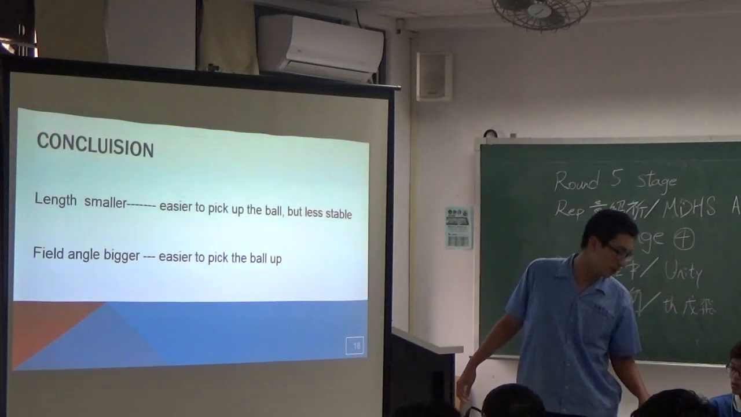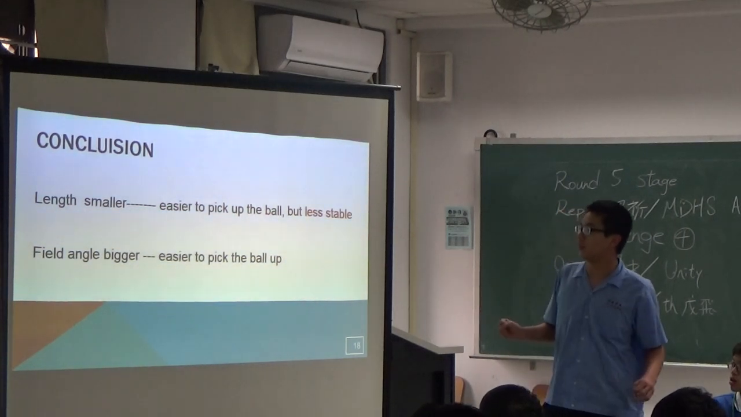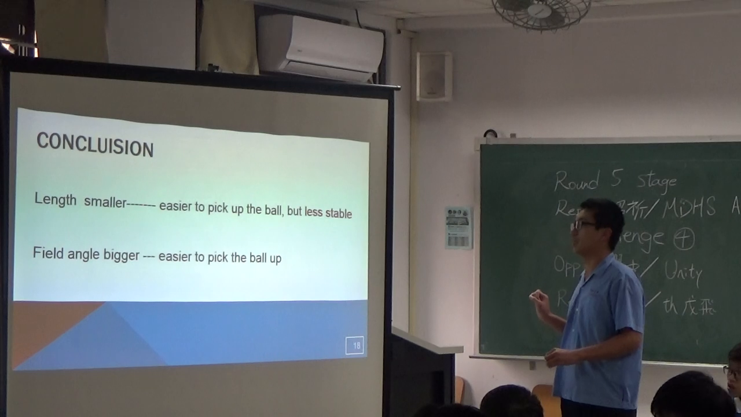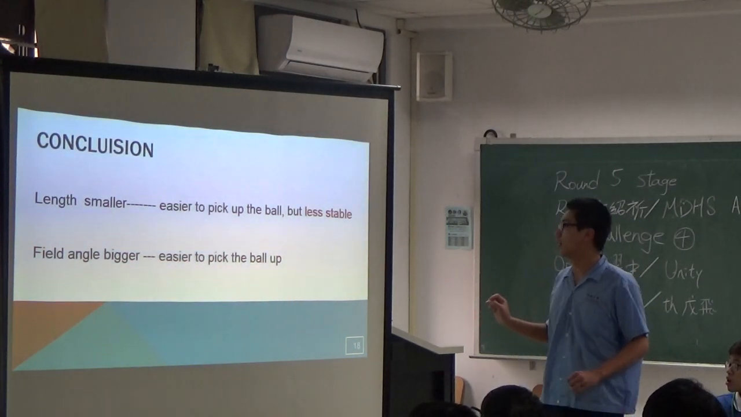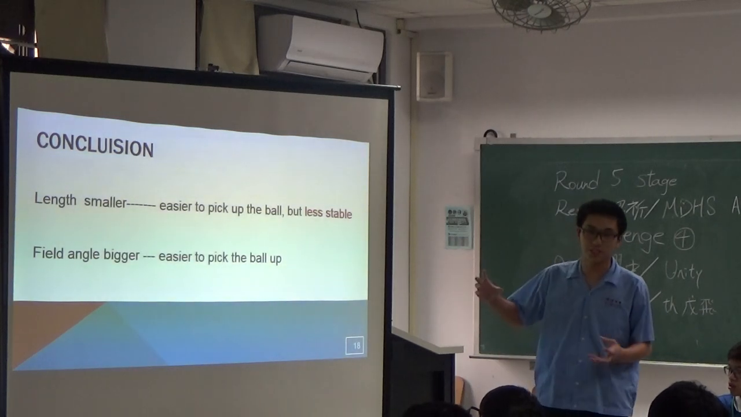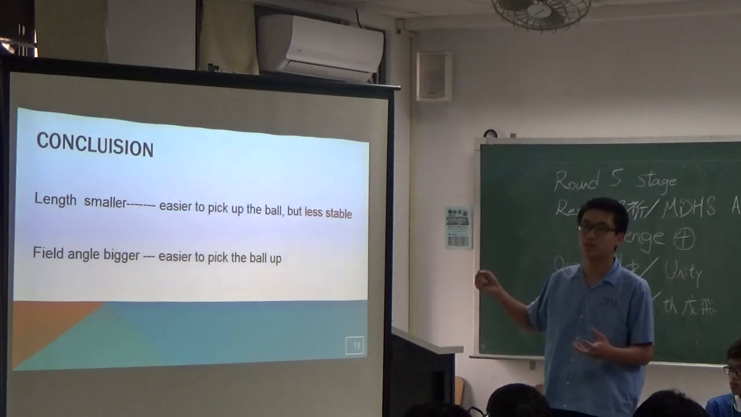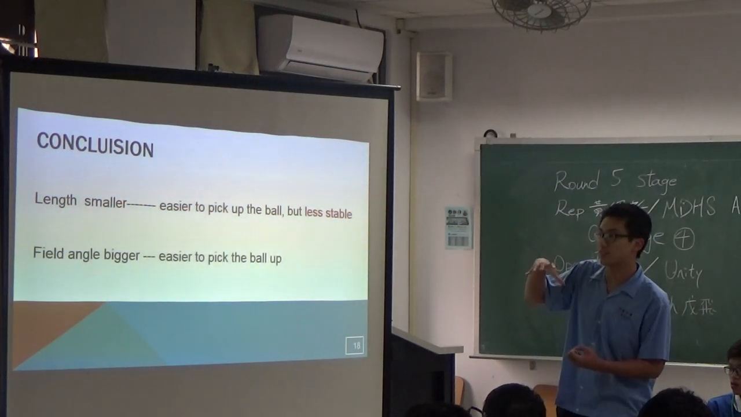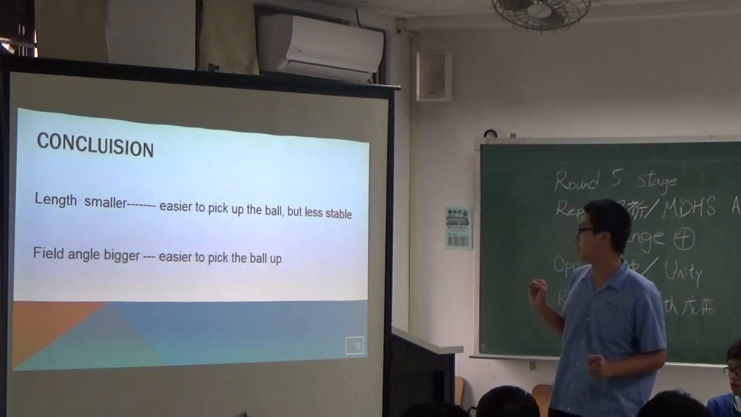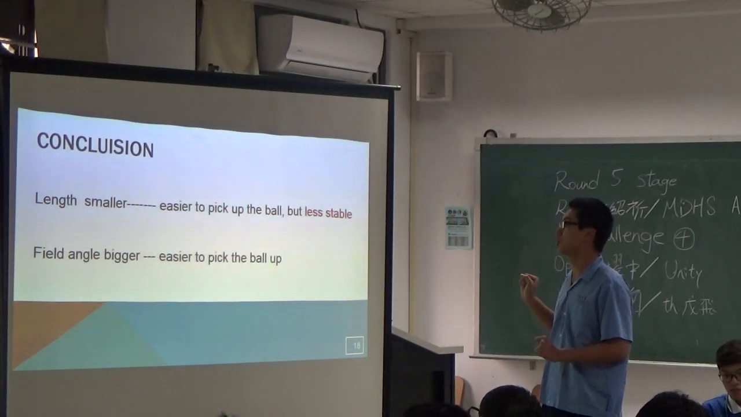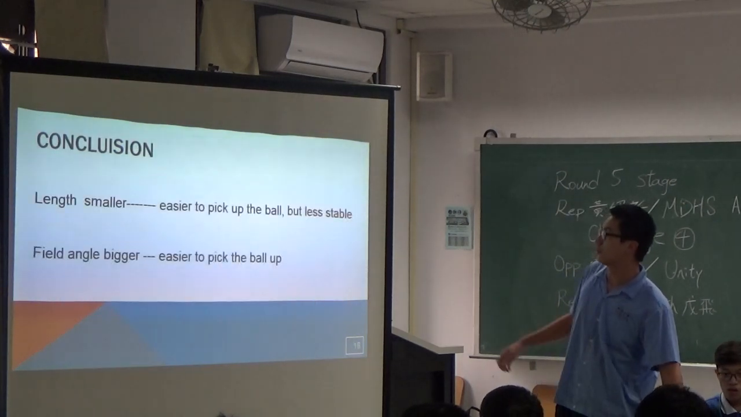And this is our conclusion. If the length is smaller, it's easier to pick up the ball, but it's less stable. Less stable means if you decrease the length of the funnel, the ball will fall out too easily and be difficult to suck up. And if the funnel angle is bigger, it will be easier to pick the ball up, as we talked about here.